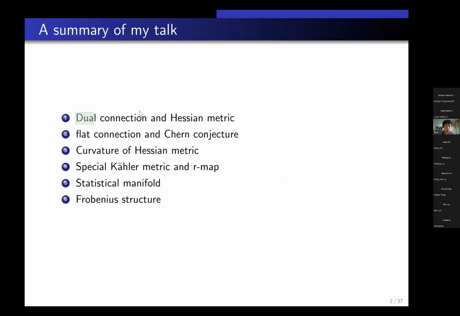And also the flat connection actually is related to the famous Chern conjecture. And also the Hessian matrix, and the special Kahler matrix is a special type of Hessian, the special Hessian matrix. And the statistical manifold, you will see it's a generalization of the Hessian manifold in some sense. And also Frobenius structure, basically we assign some product structure to the statistical manifold.